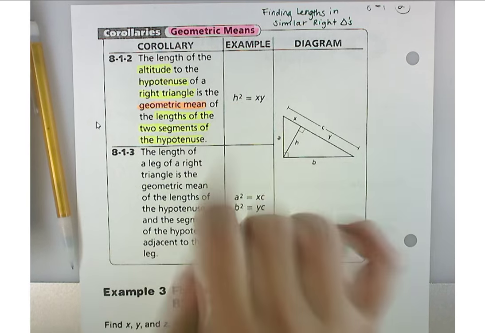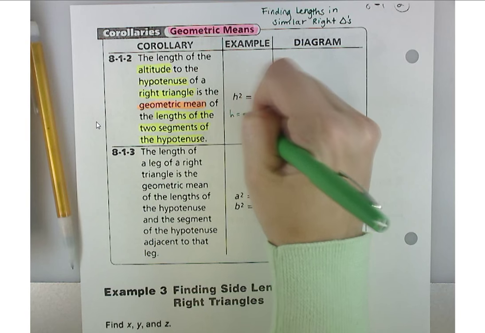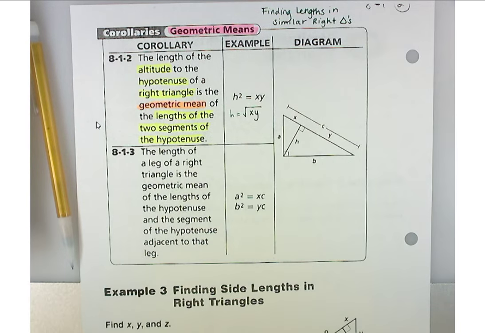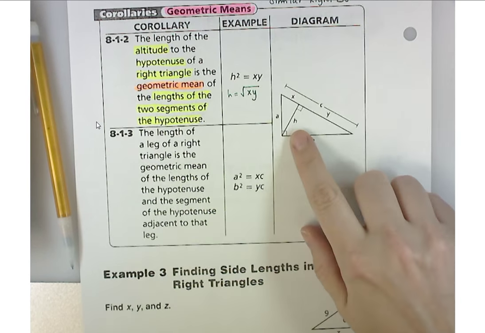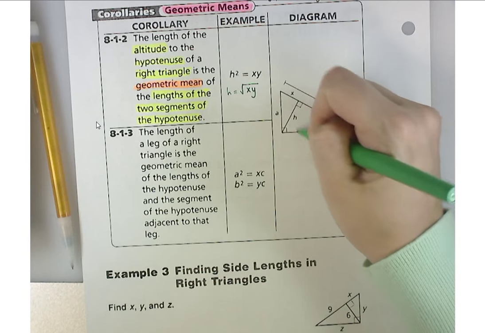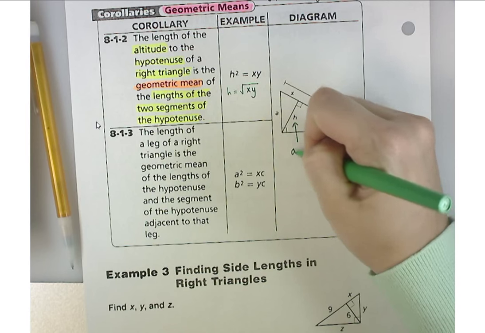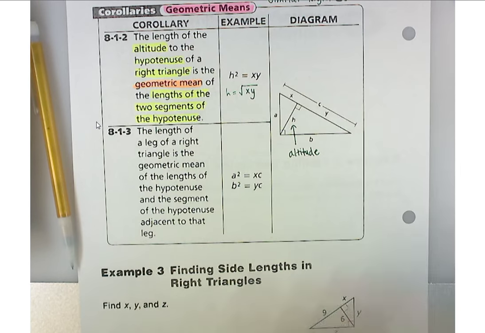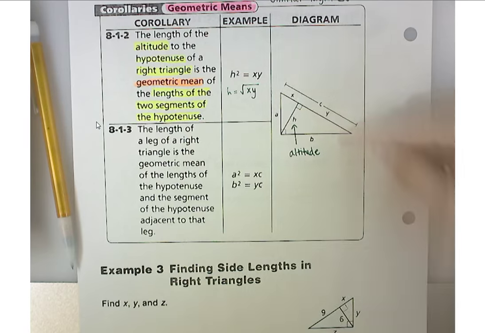Take the square root. So I would have h equals the square root of xy. All right, so I want you to pay attention to where these are in the picture. So we have h. H is going to be the altitude. Okay, and we can see that because you do have the right angle here.